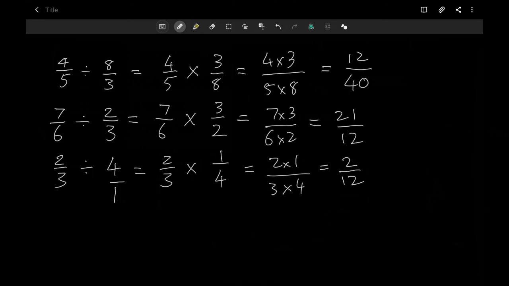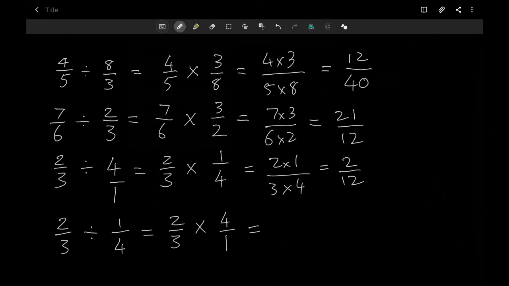Let's try one final one. We'll try the same one as the top, divided by, but instead of 4, I will do 1 over 4. And see how you go. How did you go? Again, rewrite the first fraction, 2 over 3. Change the division into a multiply. Now, 1 over 4, when you flip it, it becomes, that's right, 4 over 1.